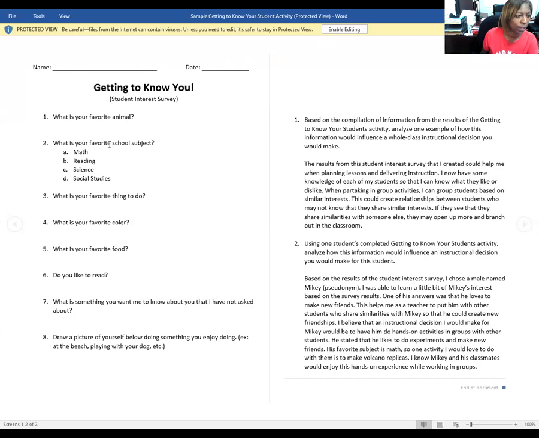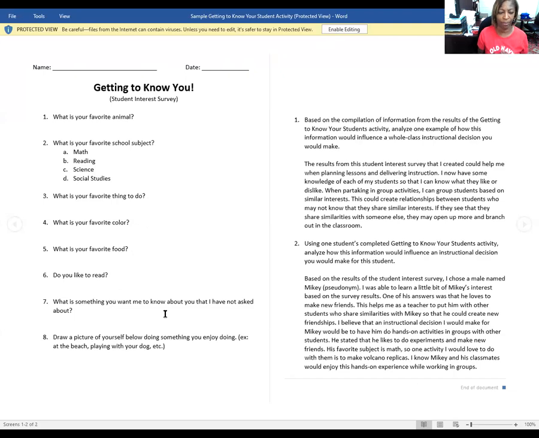What is your favorite animal? What is your favorite school subject? What is your favorite thing to do? What is your favorite color? What is your favorite food? Do you like to read? What is something you want me to know about you that I have not asked about? And draw a picture of yourself below doing something you enjoy doing.